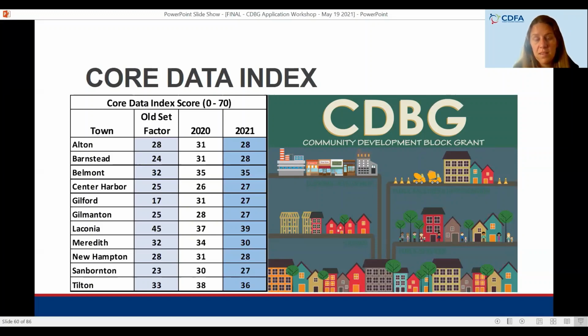But the data that we're using now is updated more frequently, some of it as frequently as monthly, but we actually pull a new set of data every year in August and publish it in the fall to be used starting in January. And that means that our data is never more than a year old as it's accumulated to create that core data index number. So for any community, there is a number, again, up to 70 points. It's not something that you can change. It really is based on data, and it gives us just that data snapshot about what's happening in the community.